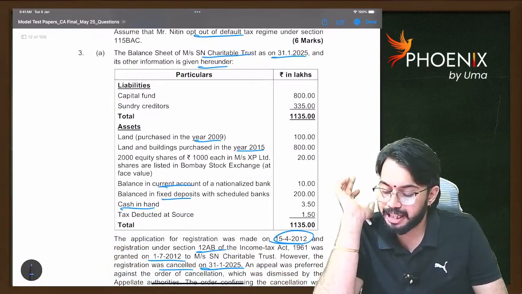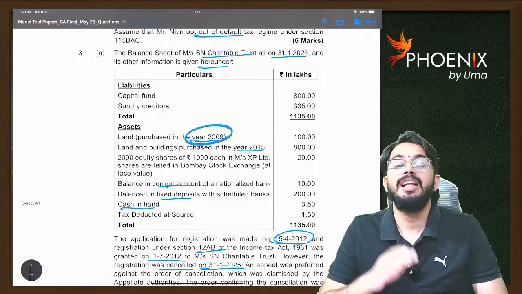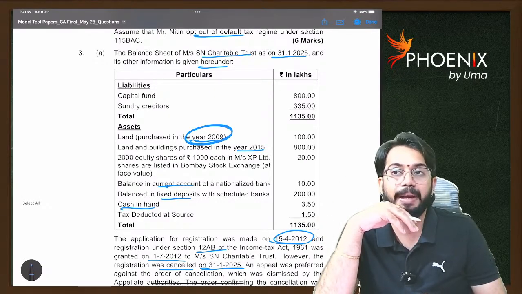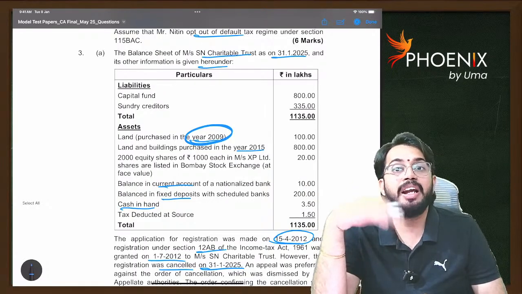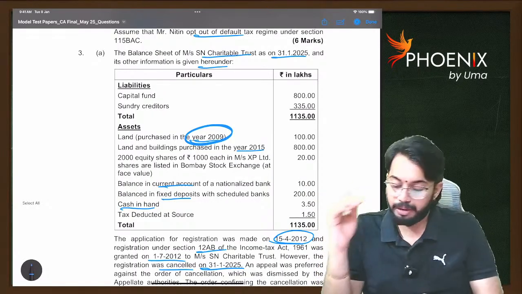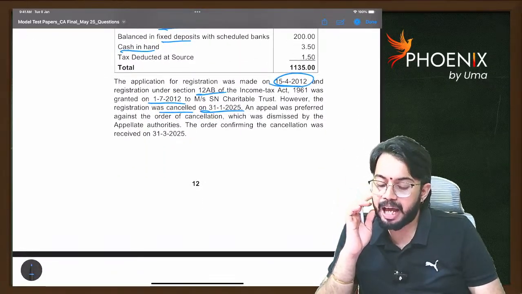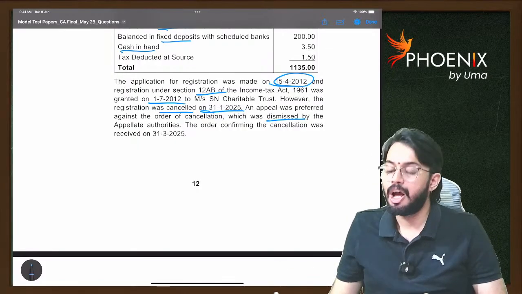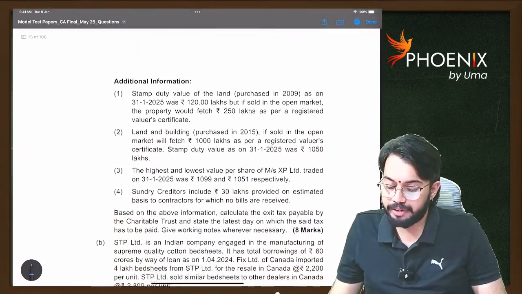Here you can see land is purchased in 2009. That means land is purchased before trust registration under section 12AB. So that land is to be excluded while calculating the accreted income. Are you able to understand? An appeal was preferred against the order of cancellation, which was also dismissed by appellate authorities. Order confirming the cancellation was received on 31st March 2025.